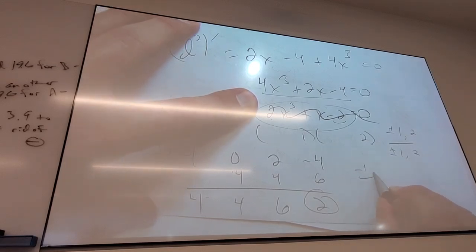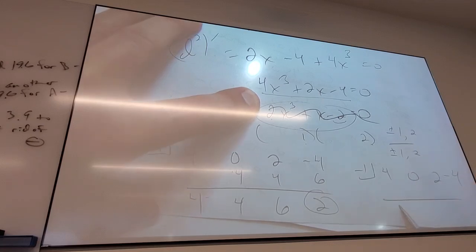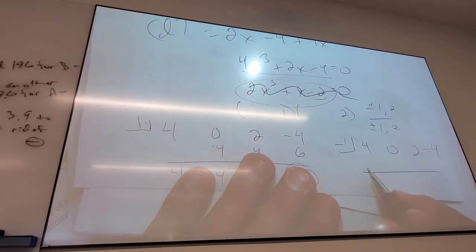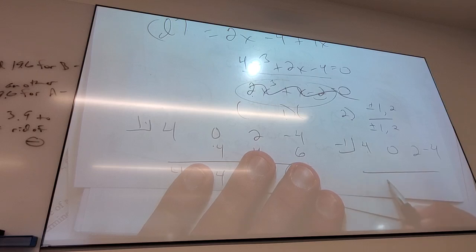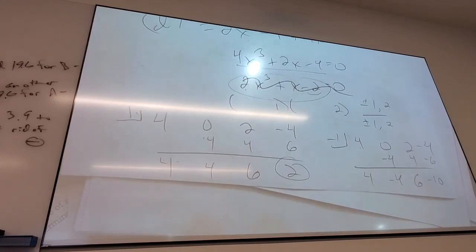Let's try negative 1. So here's how synthetic division works. Bring that number down, multiply. Add, multiply. Add, multiply, add. So negative 1 didn't work either.